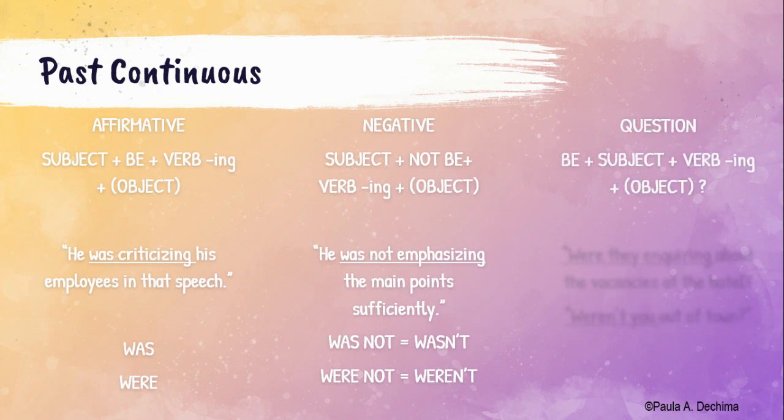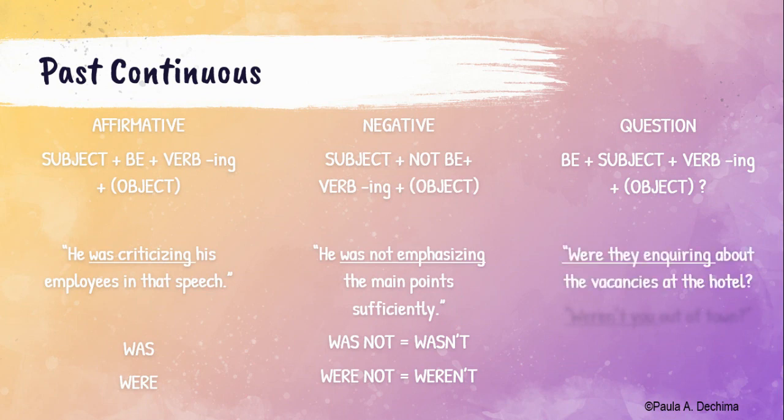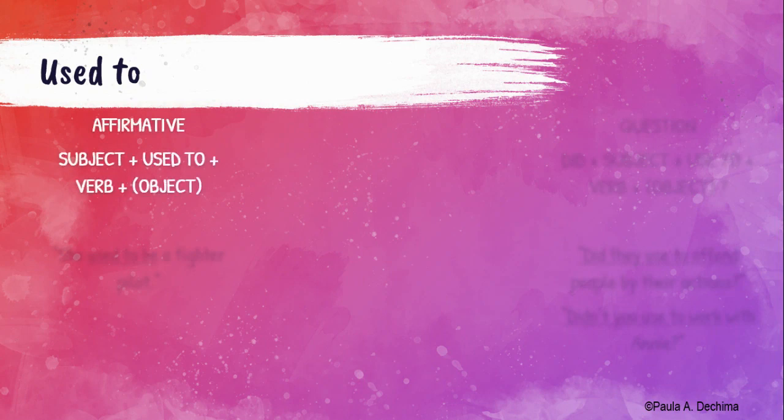To form a question, we need the verb to be in the past tense, a subject, the main verb in the ing form, and in some cases an object. Were they inquiring about the vacancies at the hotel? Weren't you out of town? Now, how do we form a sentence with the phrase used to? For an affirmative sentence, we need a subject plus used to plus the verb in the infinitive form and in some cases an object. He used to be a fighter pilot.